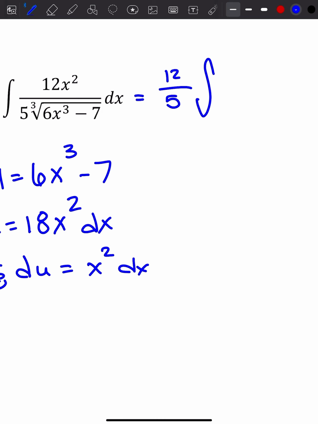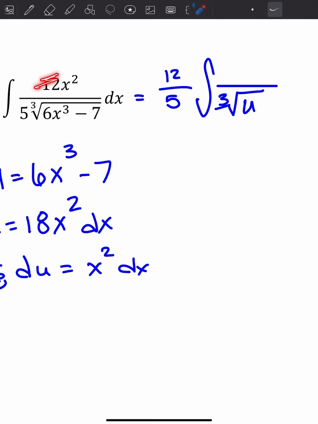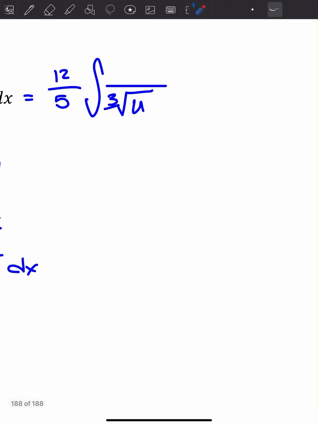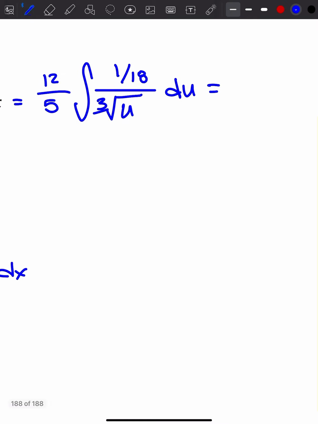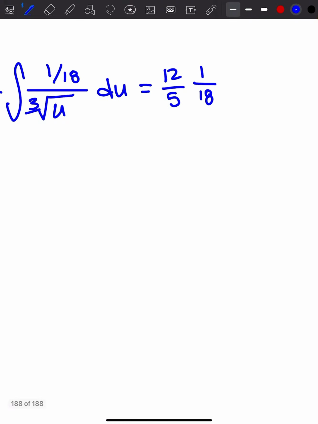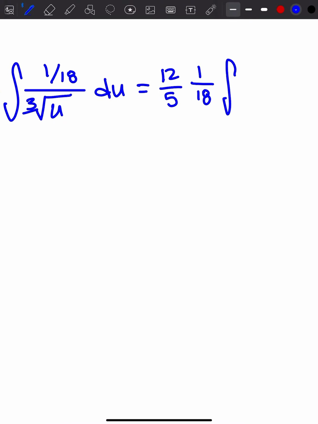So now we want to get rid of what we have. So we have the cubed root of u, and so now we have gotten rid of all of this. So we have x squared dx, which we have said is now 1/18 du. So I have 1/18 and du. I don't really feel like thinking about the coefficients right now, so I'm going to move that coefficient out too. So I have 12 over 5. I have 1 over 18. We can figure out something to do with it later. And then I have 1 over the cubed root of u.